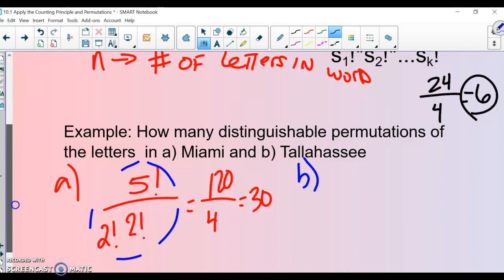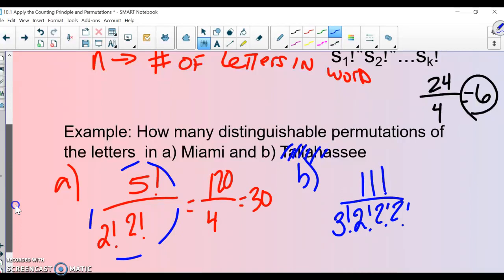All right, Tallahassee, how many letters we got? 1, 2, 3, 4, 5, 6, 7, 8, 9, 10, 11. So it'd be 11 factorial over, letter T is not repeated, and I don't have to worry about it. The letter A is repeated 3 times. The letter L is repeated twice. There isn't a repetition of the letter H. S is repeated twice, and E is repeated twice.